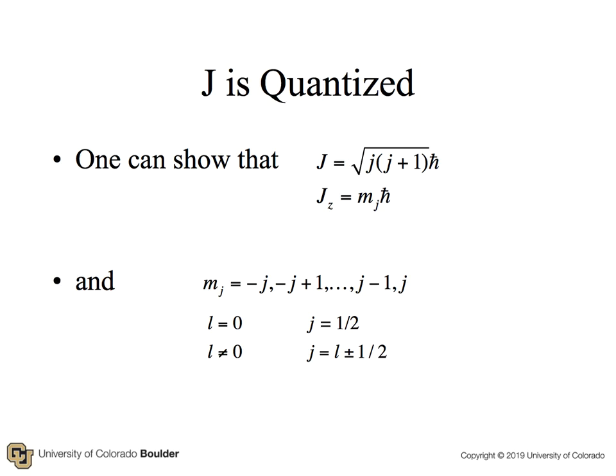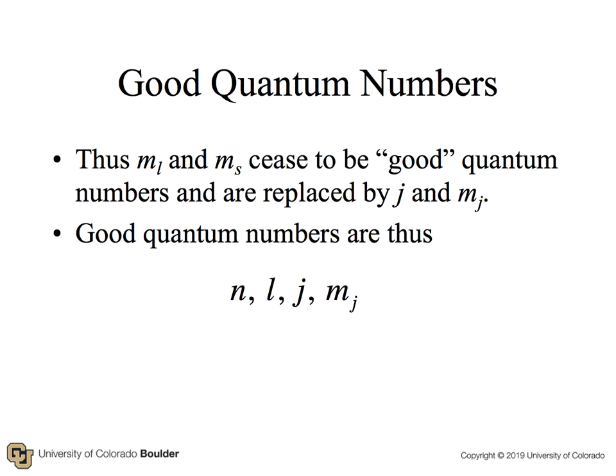If L is equal to 0, then all we have is the electron spin contribution, and so j, the quantum number, will be equal to 1/2. And then if L is greater than 0, j will be equal to L plus or minus 1/2. So as a result, m sub L and m sub S cease to be so-called good quantum numbers and are replaced by j and m sub j. So the good quantum numbers become n, L, j, and m sub j.